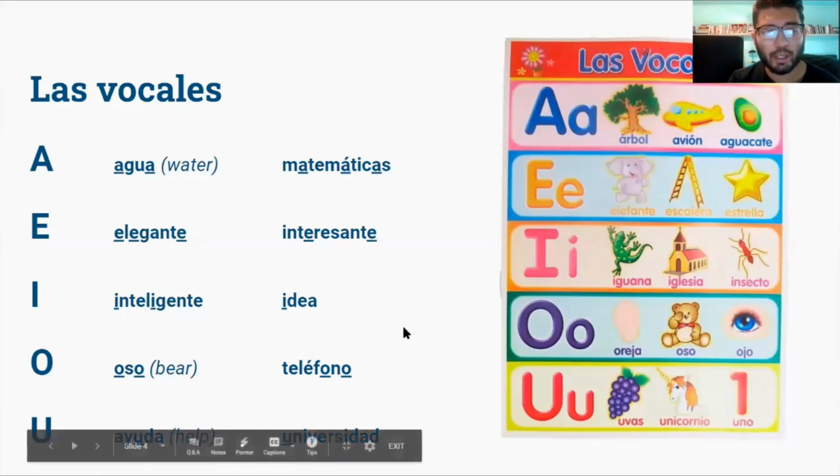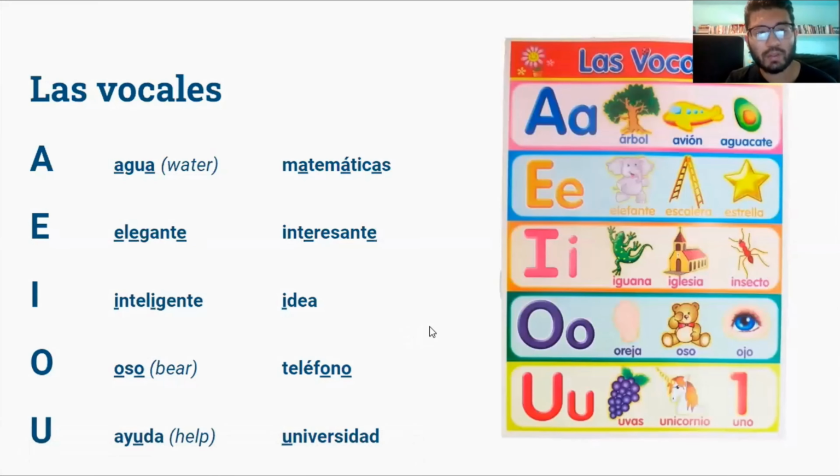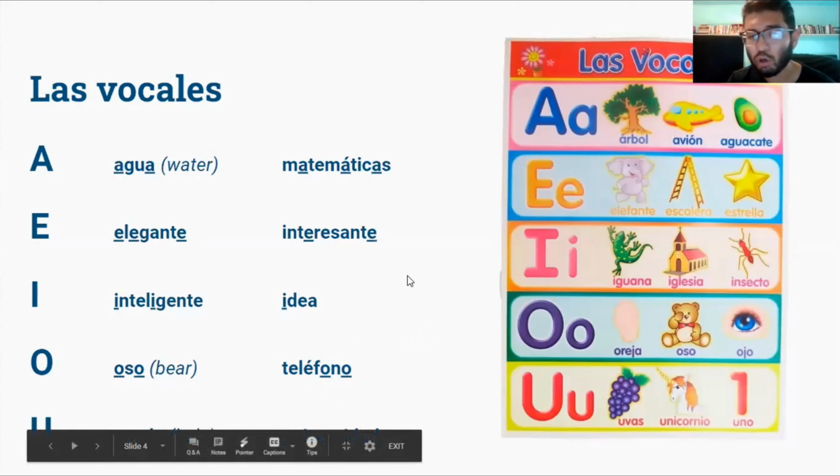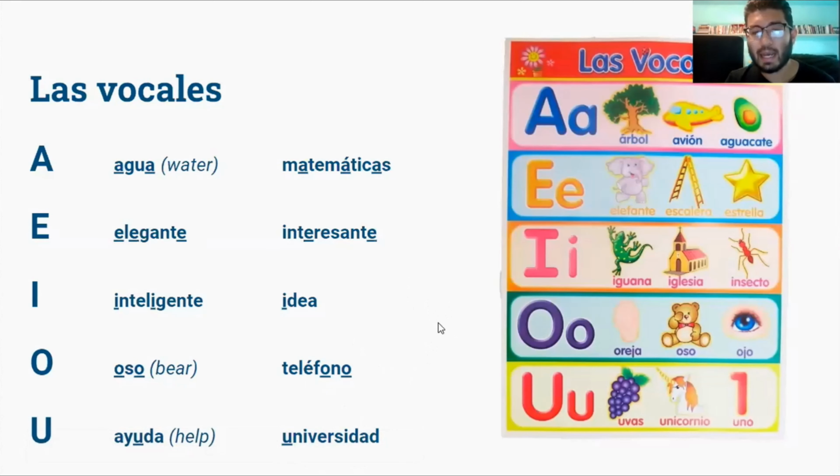Another aspect worth noting here is that we can see how these vowels tend to be separated into different syllables. For example, oso, teléfono, interesante. It seems that there is usually one vowel per syllable, no? However, that's not always the case. There are examples like agua, where the U and the A are part of the same syllable. Likewise, aguacate, again, that U and A are part of the same syllable.